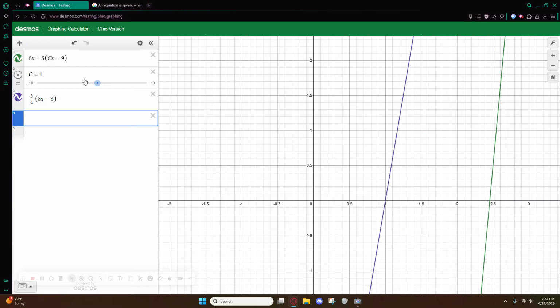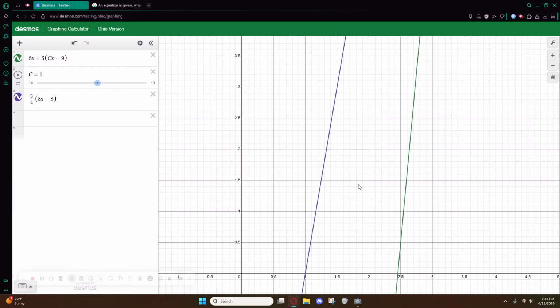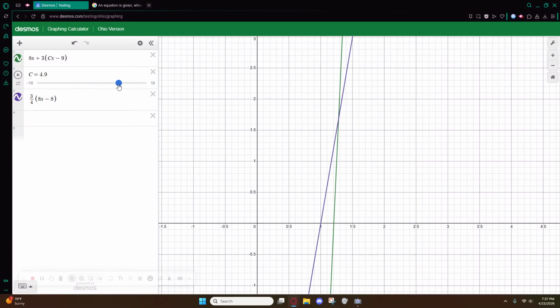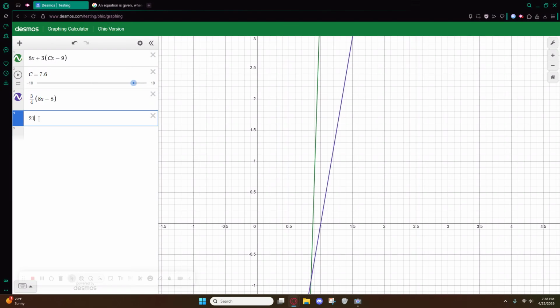When you hit the button for add slider, it's going to give you a situation where you can adjust what c is. Okay? So, we're looking for c to be in such a way that these will intersect at x equals 21 over 20. So first you have to figure out what 21 over 20 is. If you don't know that offhand, you could use Desmos for your calculator. 21 over 20 is 1.05.